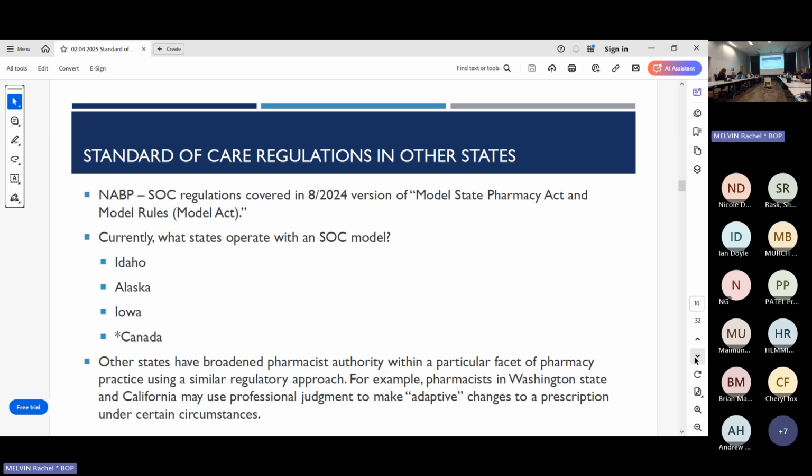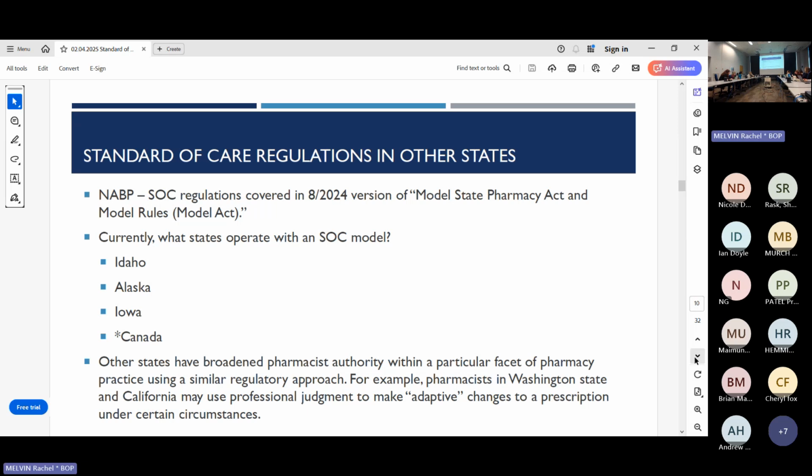And we mentioned the NABP through that task force. The standard of care regulations are covered in the August 2024 Model State Pharmacy Act and Model Rules Act, or the Model Act. Then we have a few states that currently have standard of care regulations here in the States. Iowa, I believe, has adopted it, and we'll cover that in a later slide as well. They've got a webinar, I believe, coming up at the end of the month, and I think it's free if you're interested in some off-the-clock information on that and additional insight. Might be a good thing for you to look at.